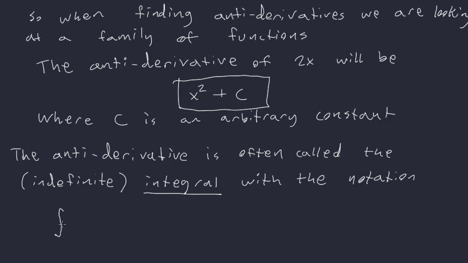It's the integral sign, okay? So what is the integral sign? It's basically an elongated s. That's basically what this integral sign is. It's an elongated s, and we would write the integral of 2x dx is equal to x squared plus c. All right, so this is the notation.